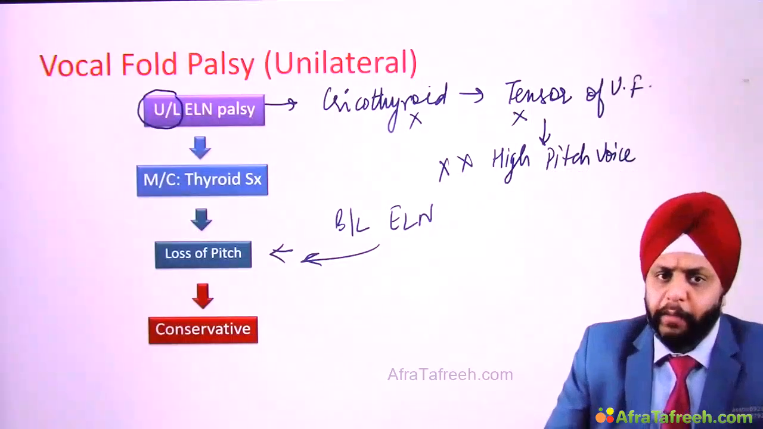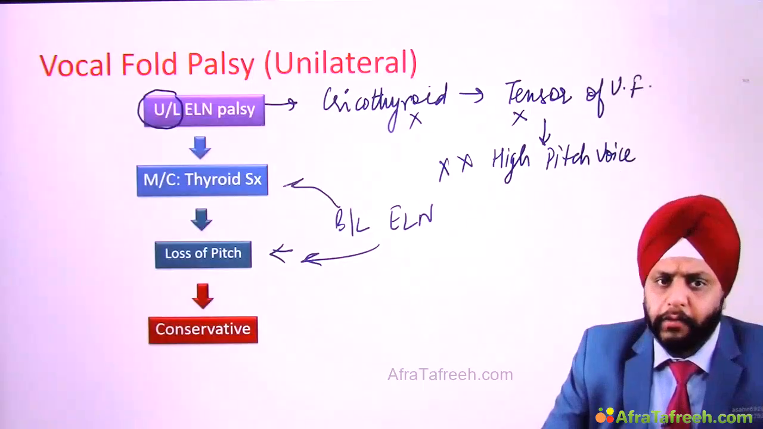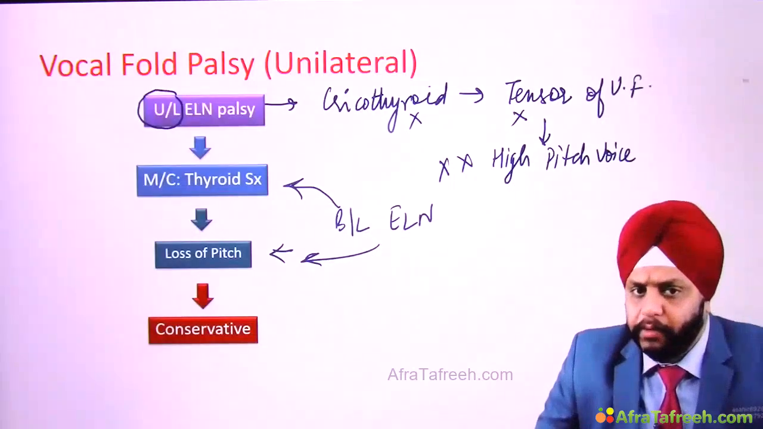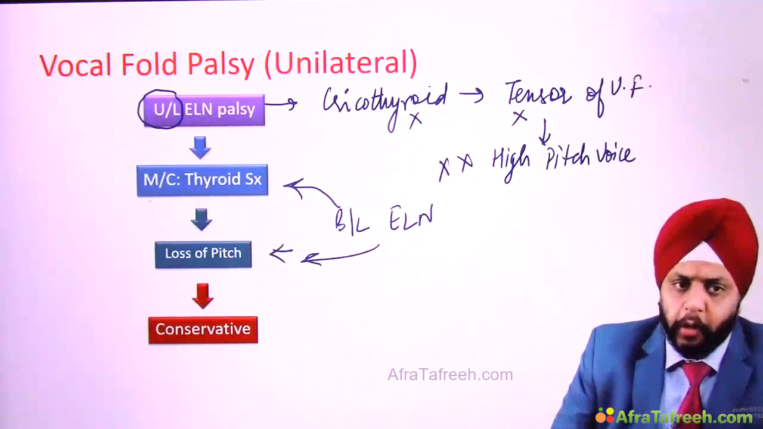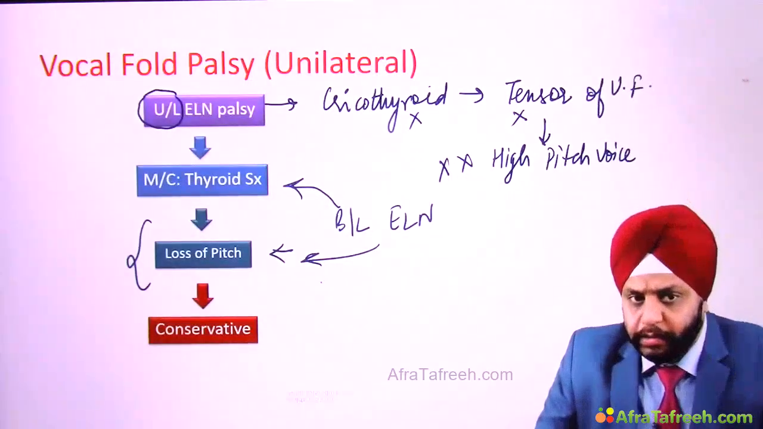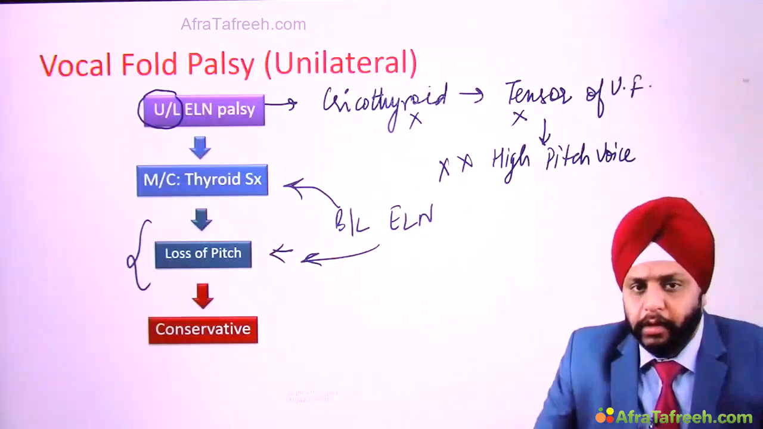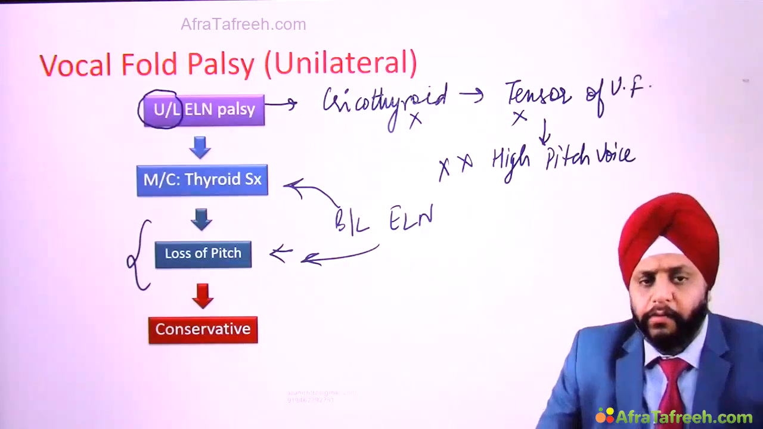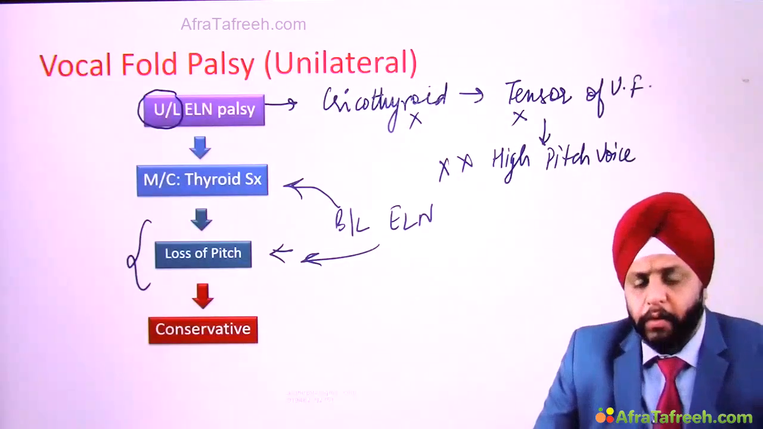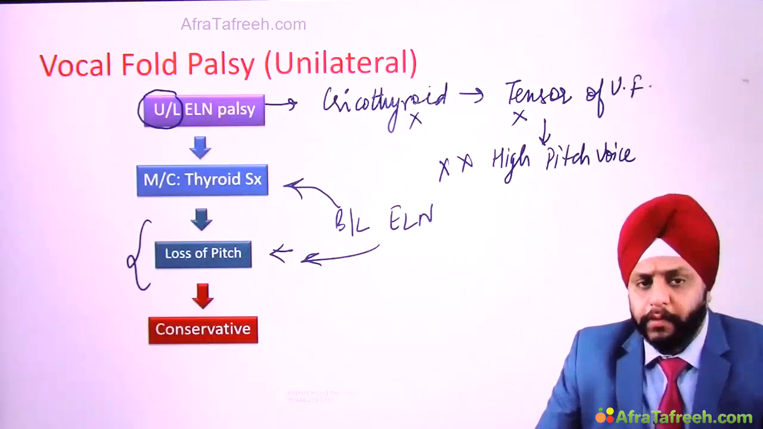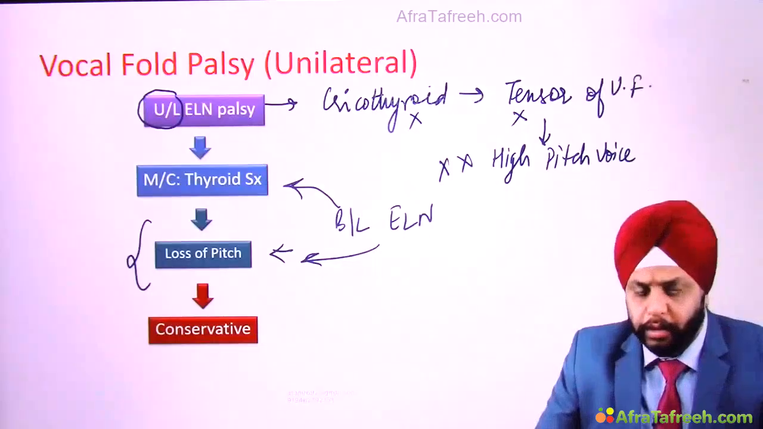Bilateral external laryngeal nerve palsy, again, is seen in case of thyroid surgeries. And again, the treatment is conservative. So remember, this loss of pitch is mainly noticed when it's a bilateral external laryngeal nerve palsy. If there's a bilateral external laryngeal nerve palsy in a singer, his life is going to be ruined, because for a singer, the pitch is very important. But for a normal person, this is not an important thing.